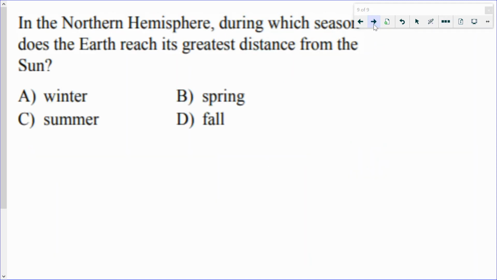In the northern hemisphere, during which season does the Earth reach its greatest distance from the sun? This one is not off of a diagram. So, when is it further away from the sun? In the summer. They actually had you pull that out of your brain, which is more rare. Usually they give you that diagram to work with.